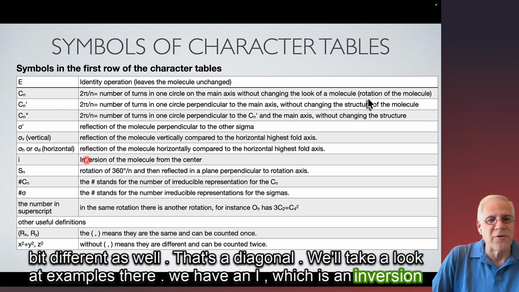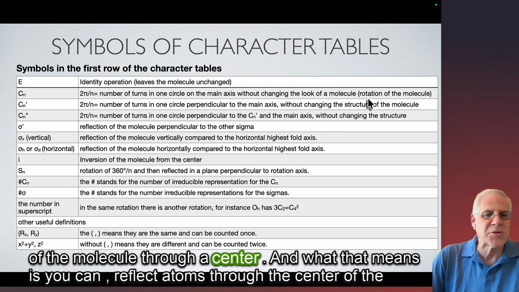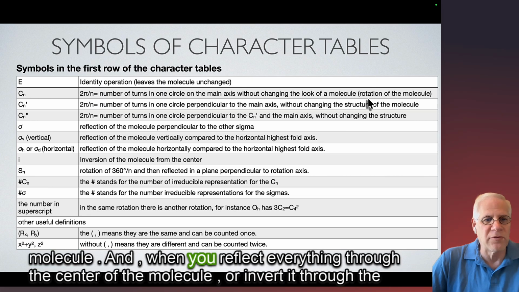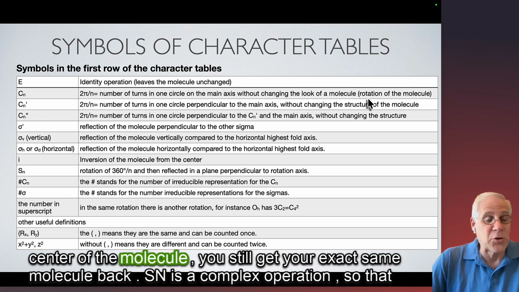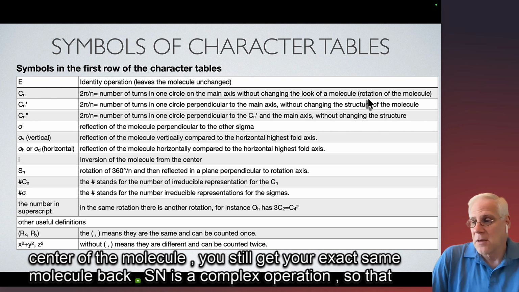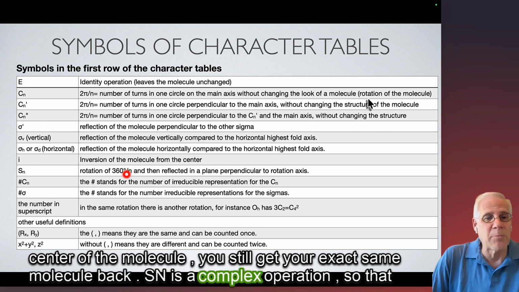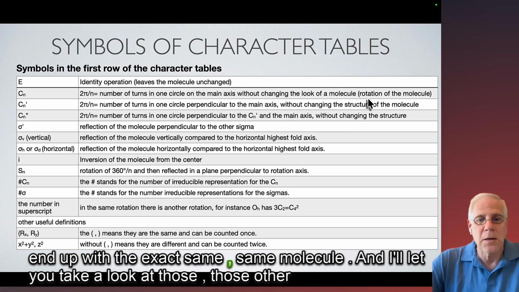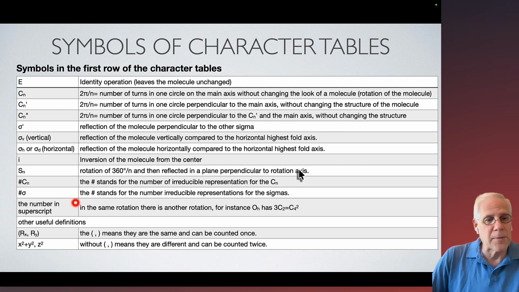We have an i, which is an inversion of the molecule through a center. And what that means is you can reflect atoms through the center of the molecule. And when you reflect everything through the center of the molecule, or invert it through the center, you still get your exact same molecule back. Sn is a complex operation, so that involves a rotation of a certain number of degrees and then a reflection perpendicular to that rotation, and you end up with the exact same molecule. And I'll let you take a look at those other definitions there.